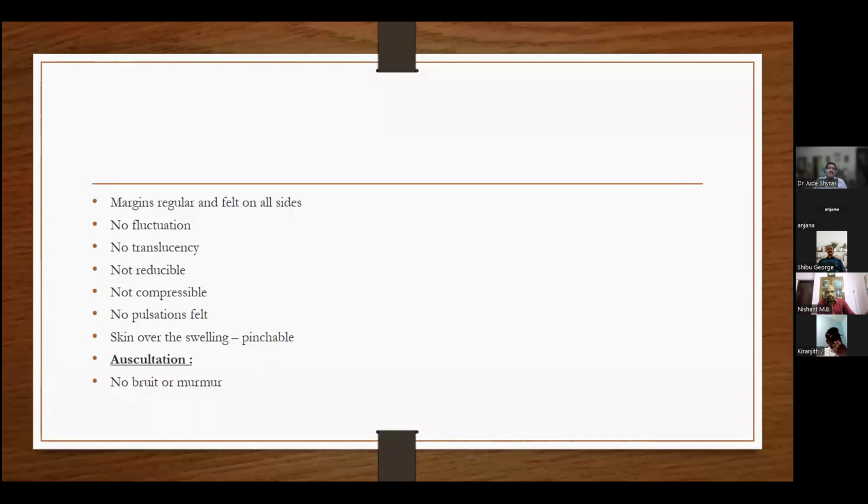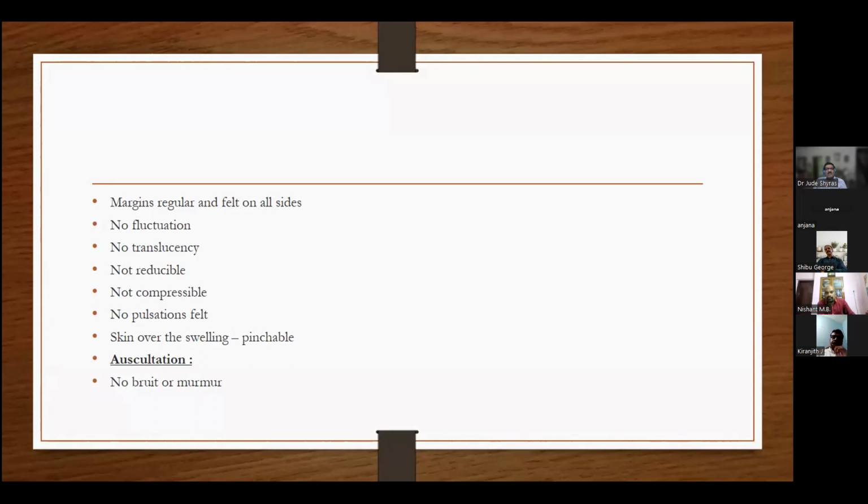Okay, then what else? Translucency. The swelling would not be translucent if it is a mass lesion. If it is a cystic lesion or mucocele-like lesion, it would be translucent. Then it is not reducible. Reducible and compressible are for vascular lesions like the hemangioma, which would be compressible. Which other lesion is more important if it is reducible?